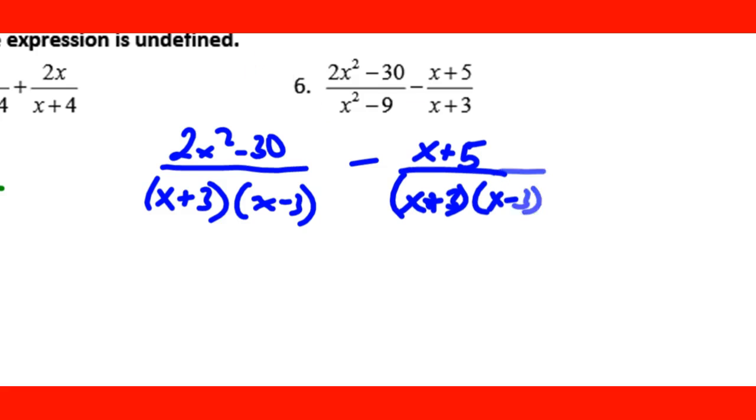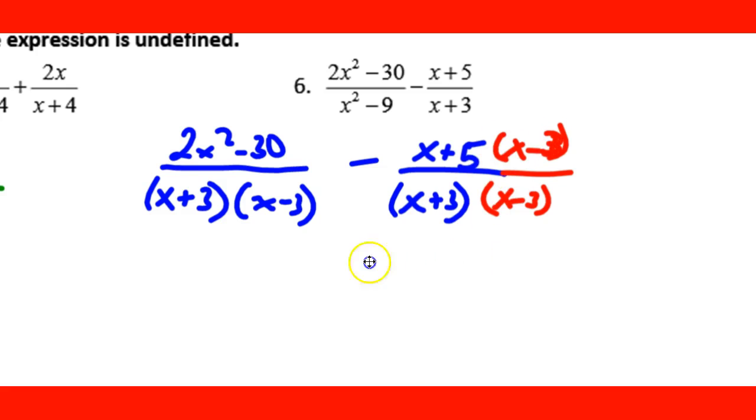Oh, I'm sorry. It's just x plus 3. So now when you look at it, you need x minus 3 in this denominator so we can have common denominators. Now we know what the denominator is, so we have 2x squared minus 30.